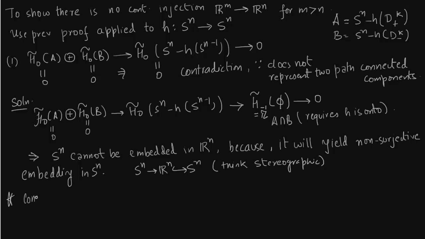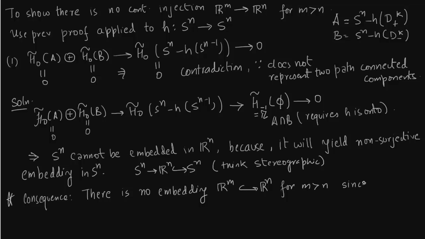So the consequence is what we started with, that there is no continuous injection from R^m to R^n for m greater than n. The only trick here is to see how this null set comes about, why A intersection B is the null set. If you are able to see why A intersection B is the null set, everything else is trivial. This is now explained. Otherwise we will have a non-surjective map from S^n to S^n.